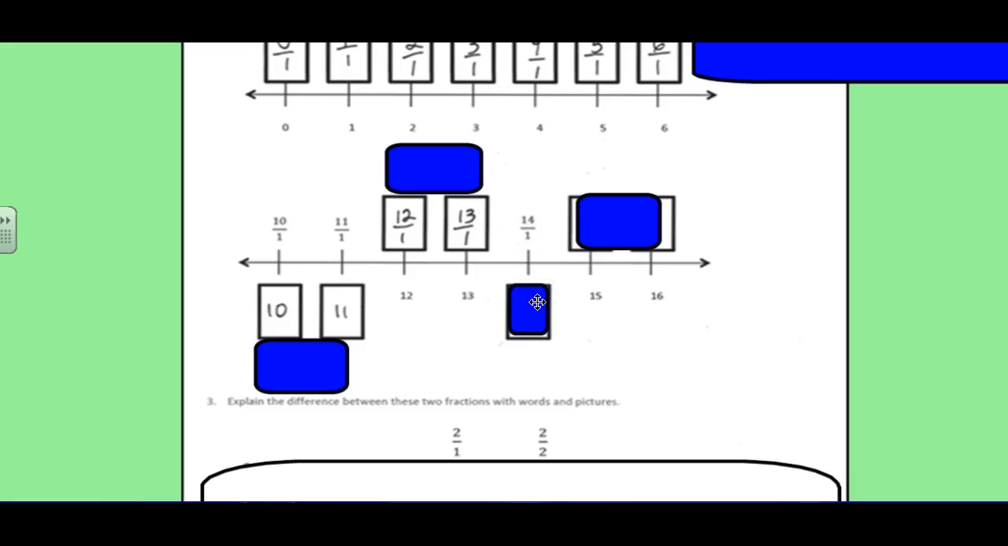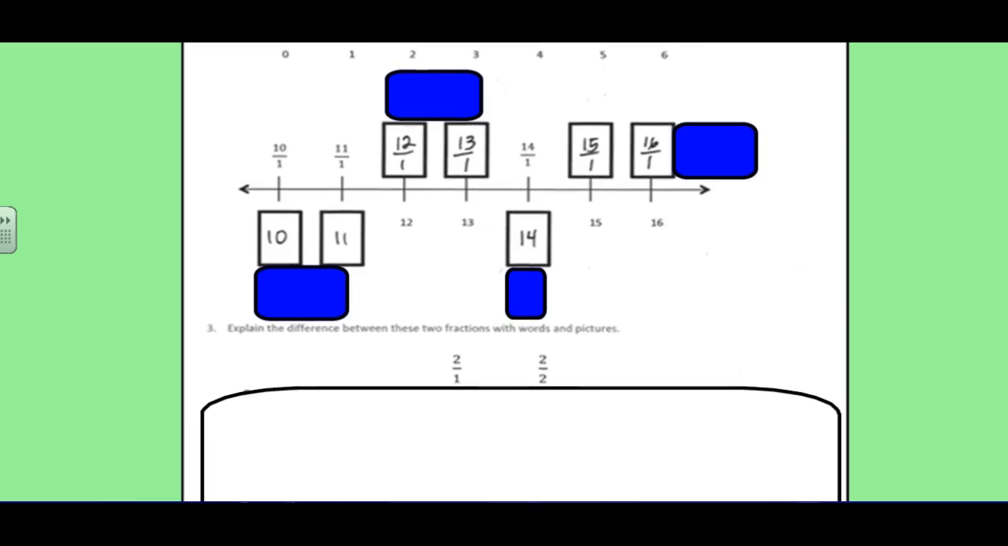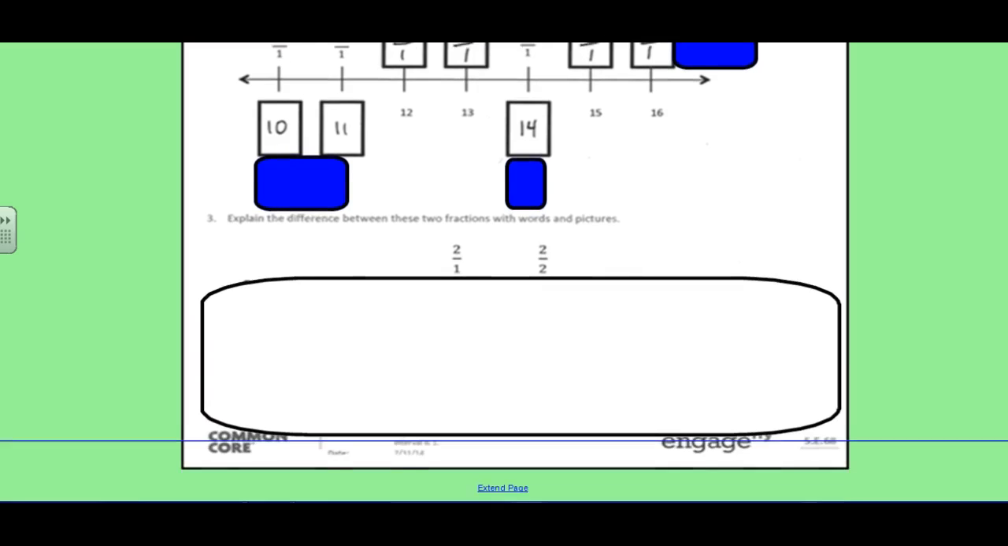I know that 14 over 1 would give me the whole number of 14. The whole number 15 would have a fraction of 15 over 1, and the whole number 16 would have a fraction of 16 over 1. So you can really see the pattern that those number lines take whenever we're working with whole numbers and renaming our whole numbers as fractions.